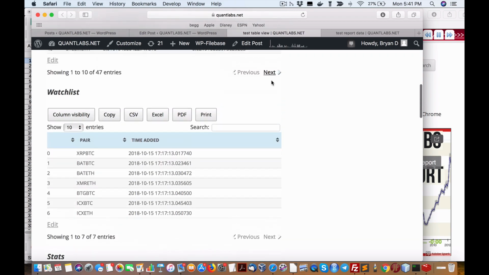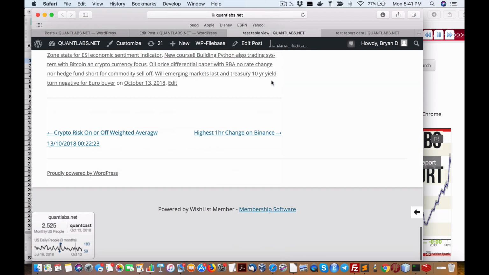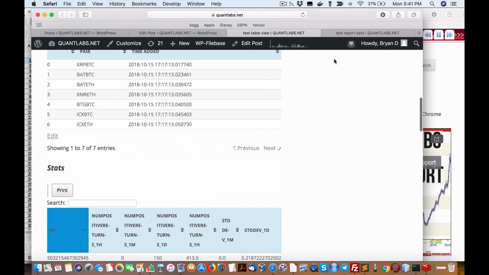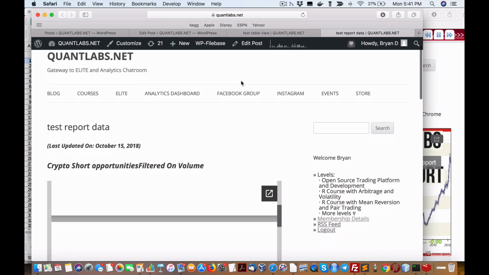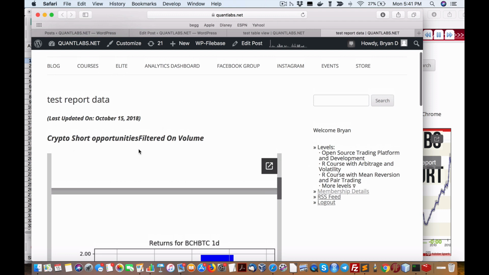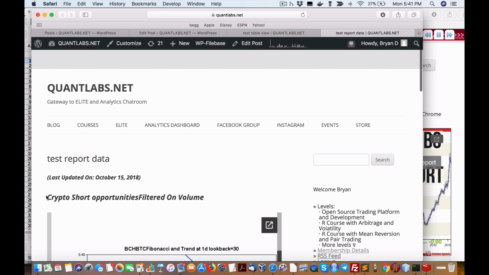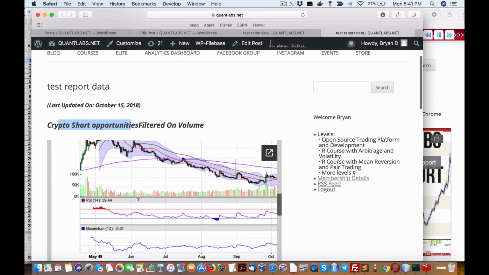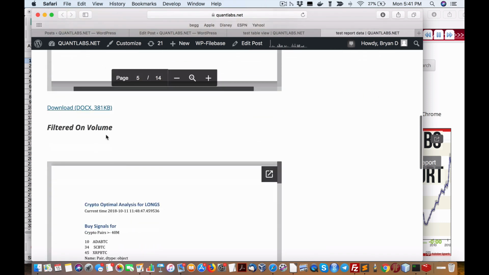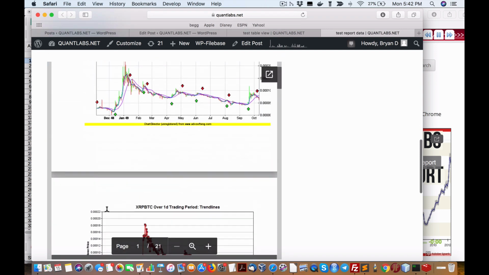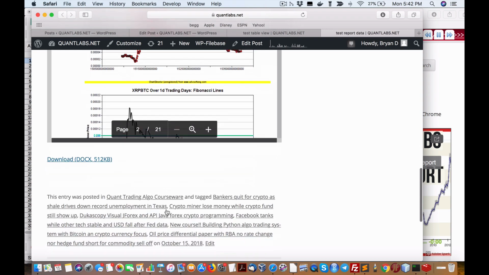Okay, so there's going to be more tables, or spreadsheets, or call them whatever you want, embedded into this as I expand it out. The next one I've included are the Word documents that I had, the really big ones. So here we have crypto short opportunities. That shouldn't be there, but it's crypto short opportunities, and then I have a second one down here, which is filtered on volume. You can download the file here.